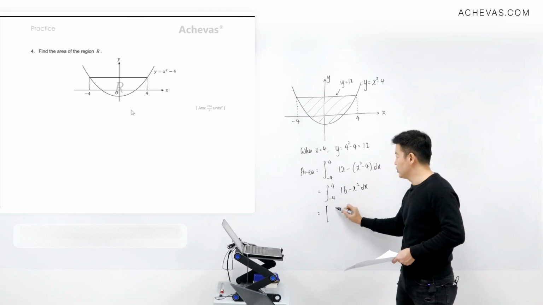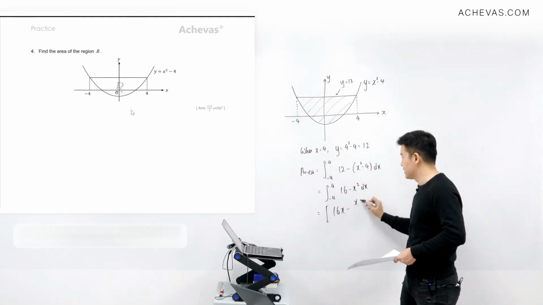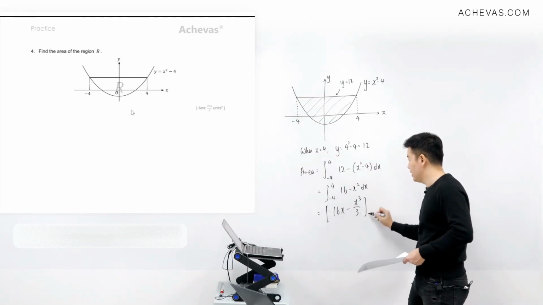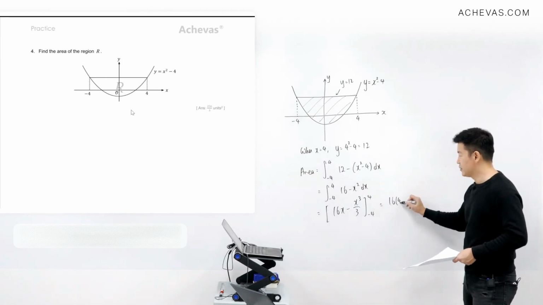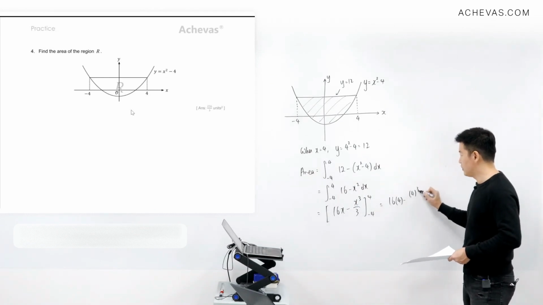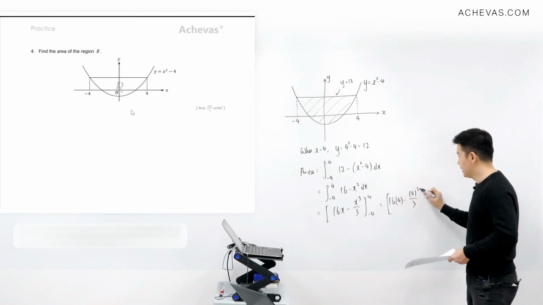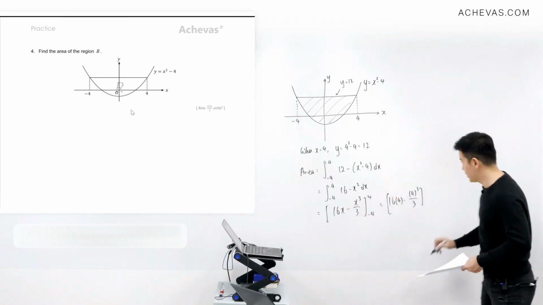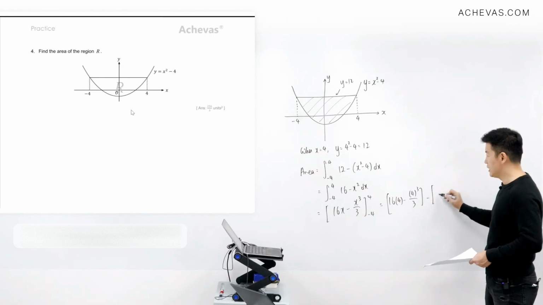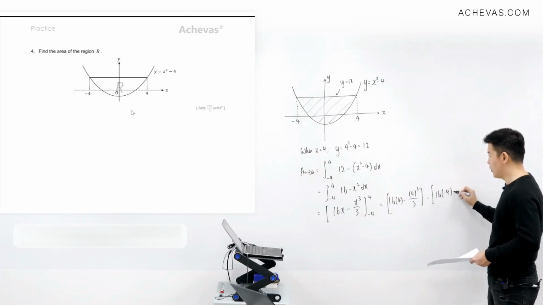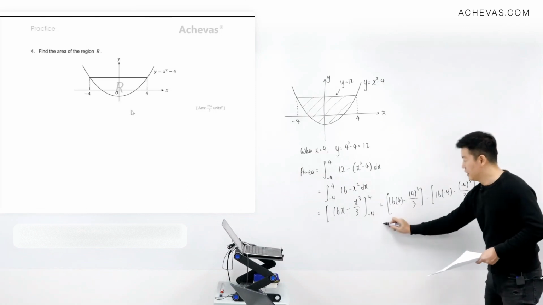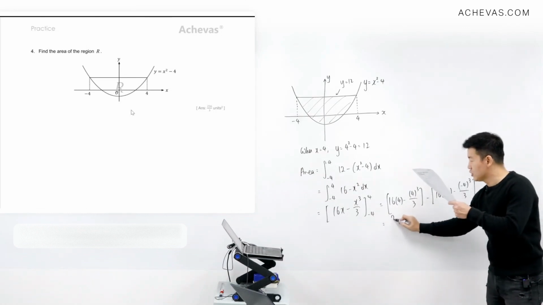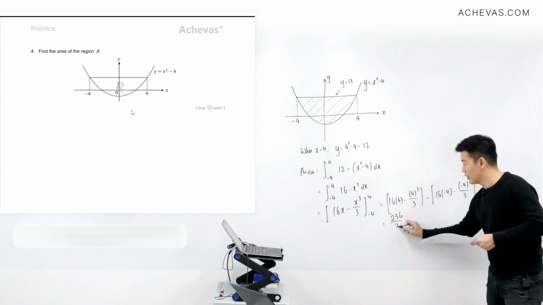So this is equal to 16x minus x to the power 3 over 3, from minus 4 to 4. So this will be 16 times 4 minus 4 to the power of 3 over 3. This is when I substitute 4 into the expression. Minus away, this will be 16 times minus 4 minus minus 4 to the power of 3 over 3. And if I were to calculate this, the area is going to be 256 over 3.